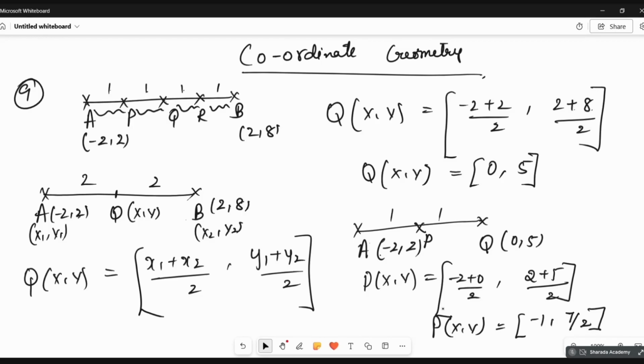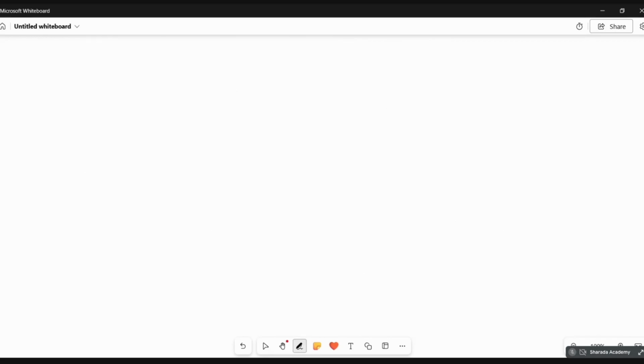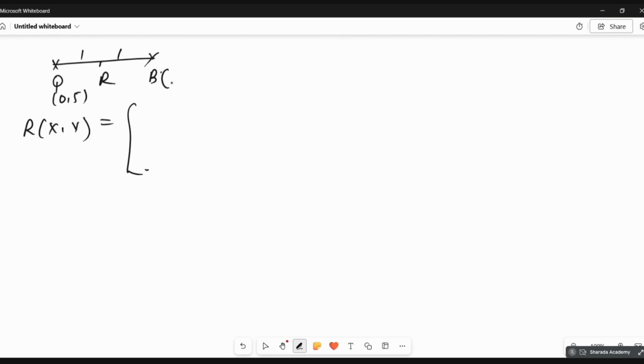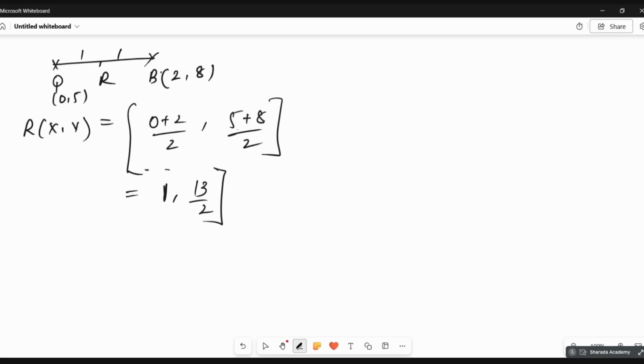Next you have to find the R point. Write down this. Listen now. Q, R and B. So 1:1 ratio, R is the midpoint. So R of x comma y will be equal to, Q is 0 comma 5, what is B point? 2 comma 8. So 0 plus 2 by 2 and 5 plus 8 by 2. So what you will get here? 1, and here it is 13 by 2. This is the R point. Next, we'll go for the next one. Finished?